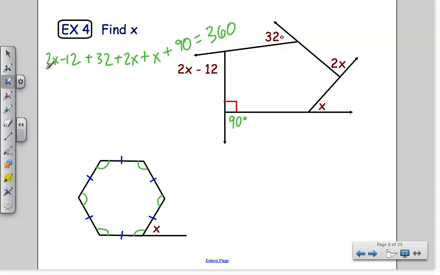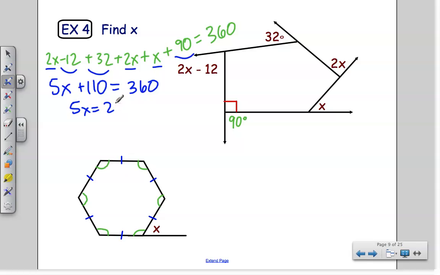Let's combine like terms here. 2x, 2x, and x. We got a total of 5x. Negative 12, positive 32, we're at 20, plus 90, so plus 110, equals 360. Get x alone, subtract 110, and we have 250 on this side, then divide by 5, and x equals 50.